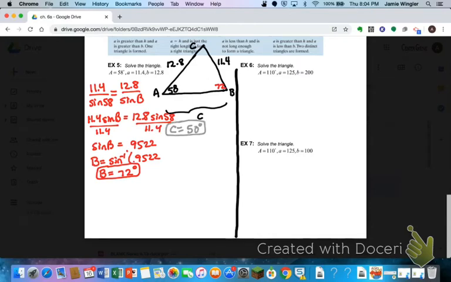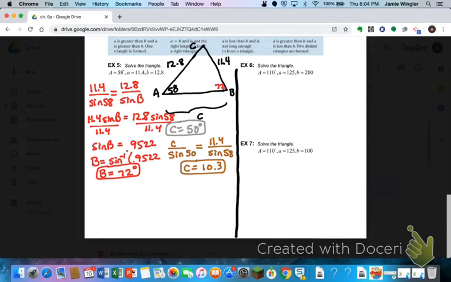Now I need to find side C, and to find side C, I'm going to take side C over the sine of 50 equals 11.4 over the sine of 58. And I cross multiply and I get side C to be 10.3. So that's my first set of answers.